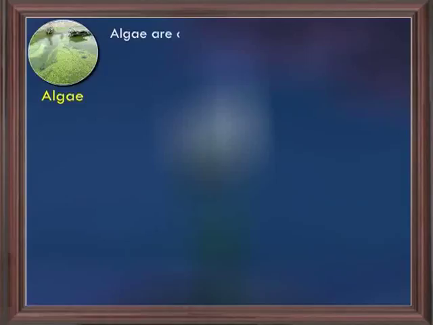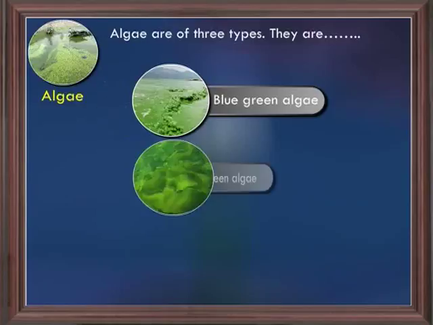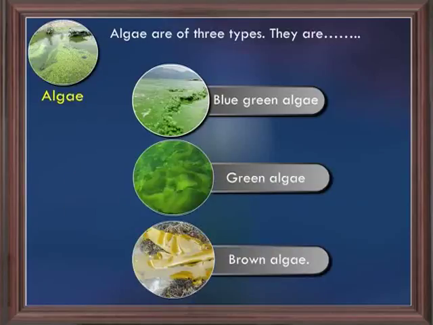We have examined the viruses and bacteria in the last episode. Let us examine the other microorganisms in this episode. The third type of microorganisms is algae. Algae are of three types. They are blue-green algae, green algae and brown algae.